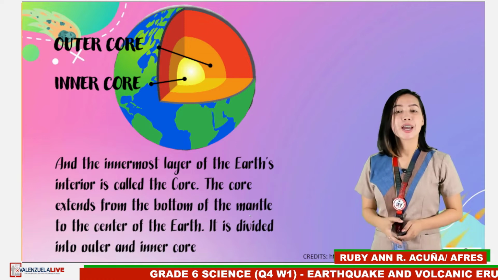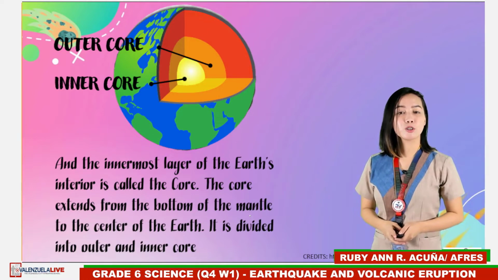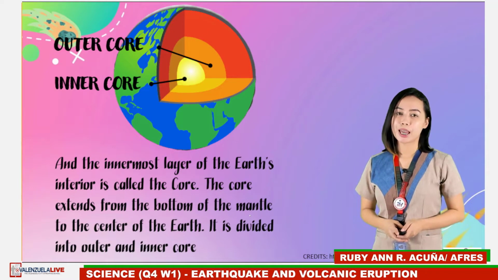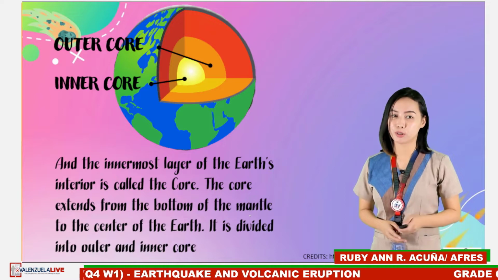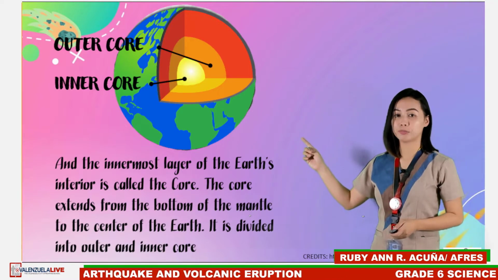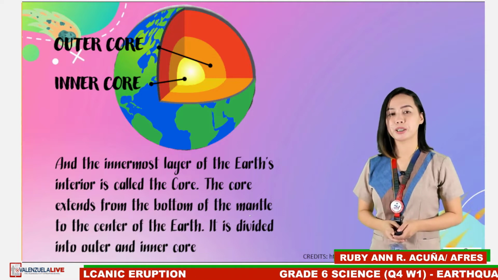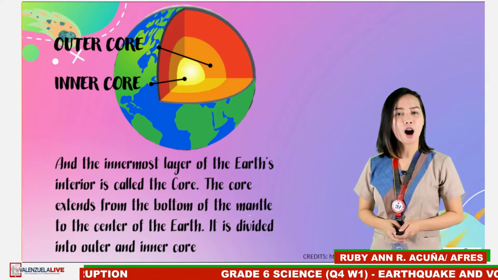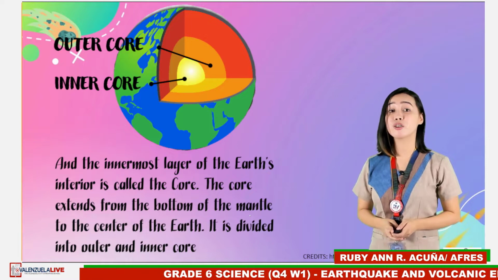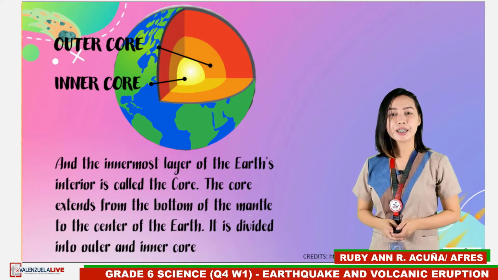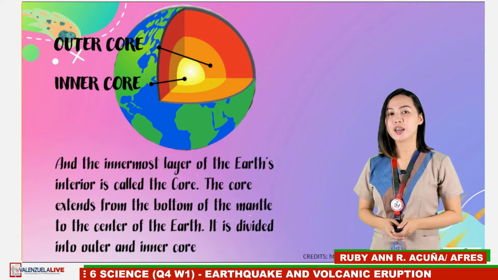And the innermost layer of the Earth's interior is called the core. The core extends from the bottom of the mantle to the center of the Earth. It is divided into outer and inner core. It comprises 32% of Earth's mass. The outer core is made of hot liquid molten materials that contain iron and nickel, same with the inner core.